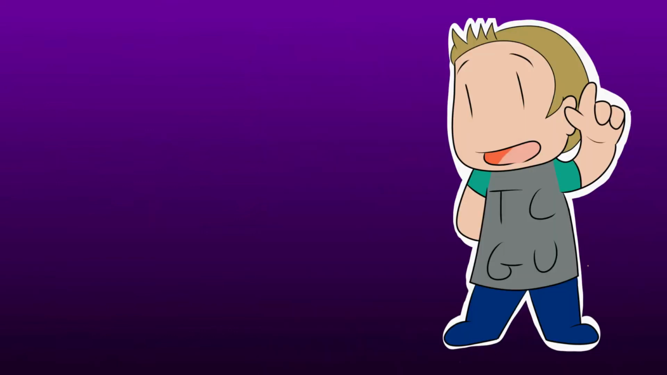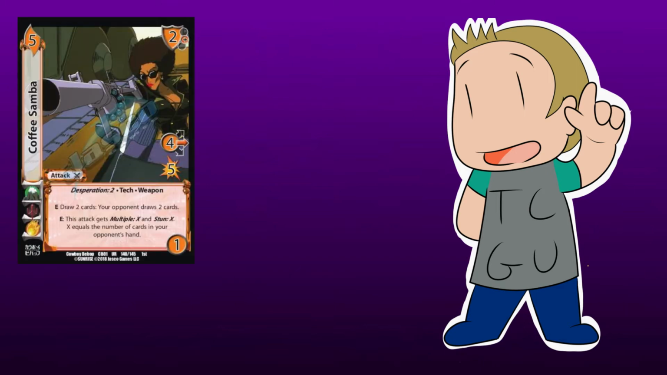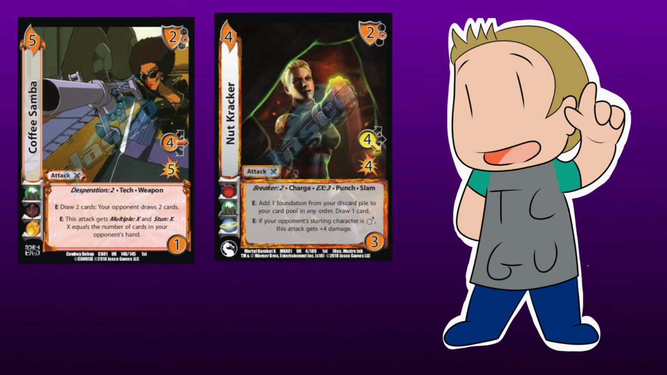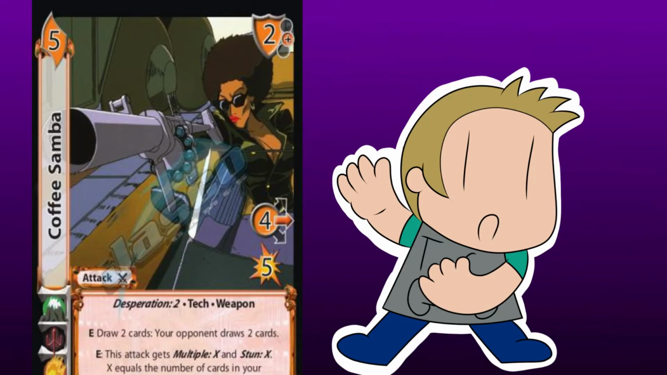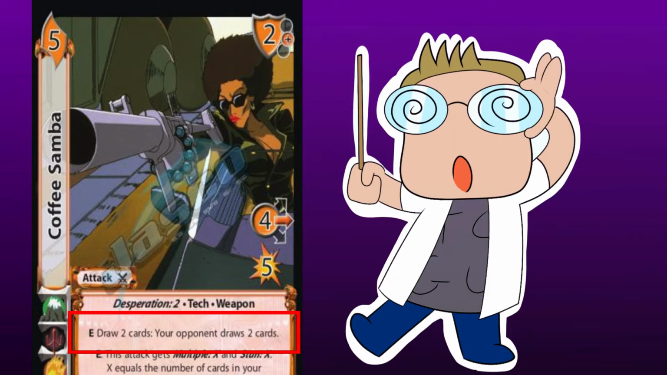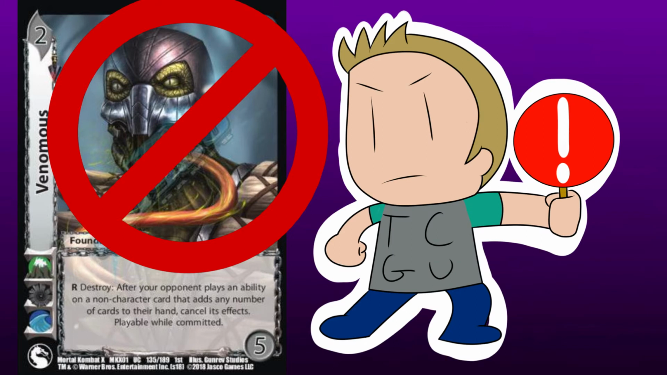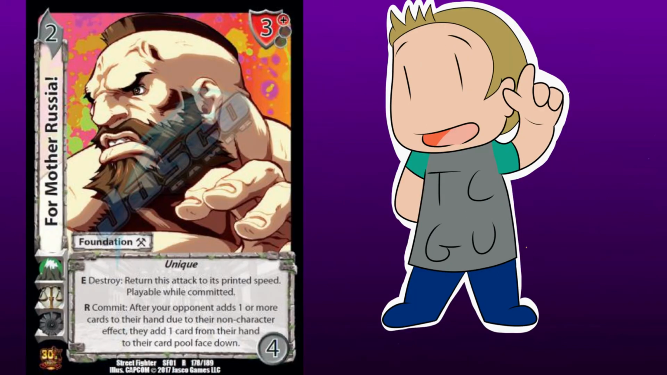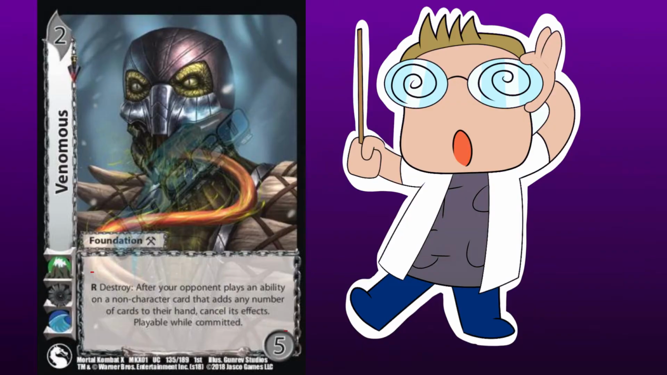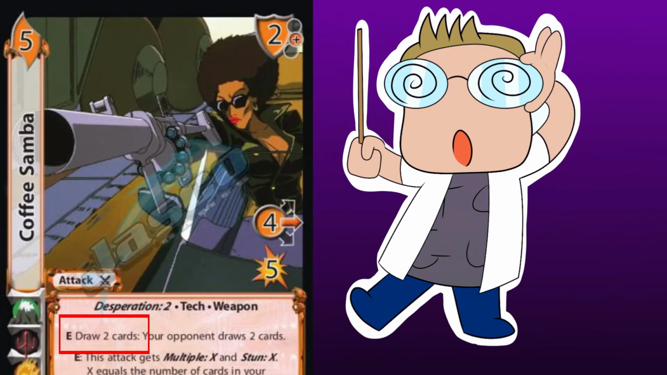So let's start with two of the most popular cards that draw, Coffee Samba and Nutcracker. The draw ability on Coffee Samba says, E, draw 2 cards, : your opponent draws 2 cards. The reason this card is really popular is because the draw 2 for you is a cost, meaning your opponent cannot cancel it with something like Venomous, but they can respond with something like For Mother Russia. The reason you cannot respond with Venomous is because its ability responds to your opponent playing an ability that adds to their hand, and Coffee Samba's ability did not.